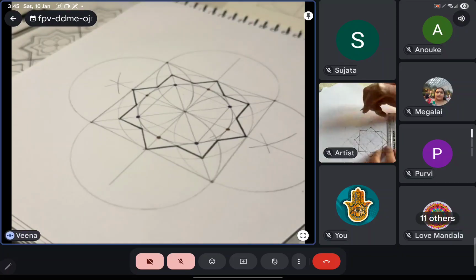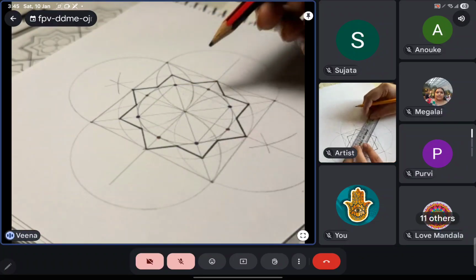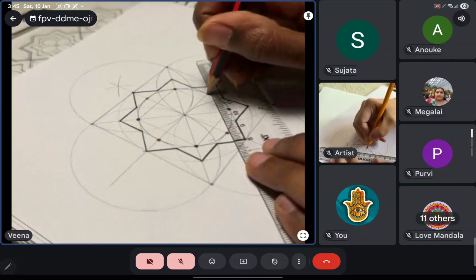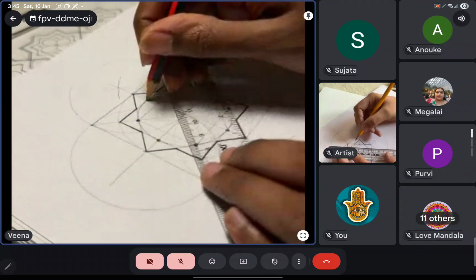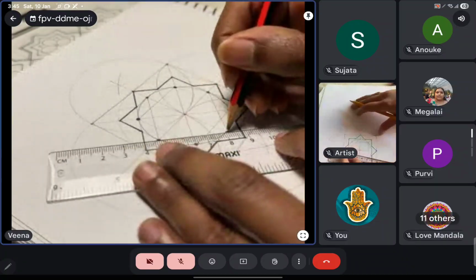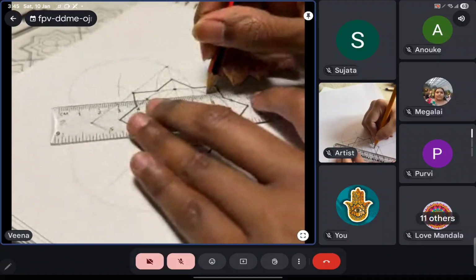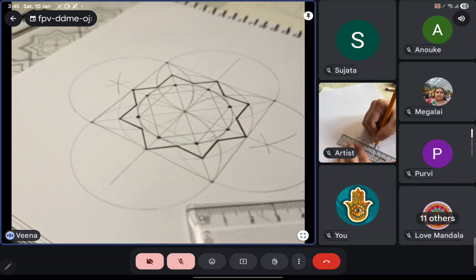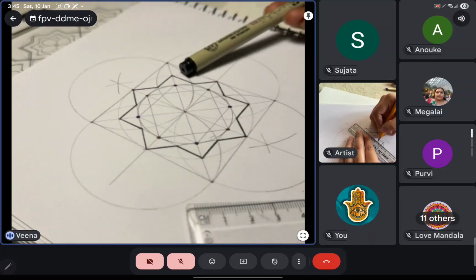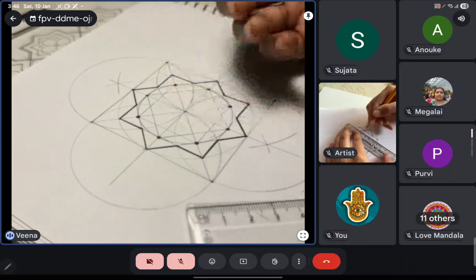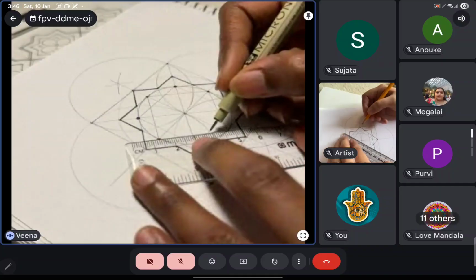Okay, so now that we have the square, it's the same process. We're going to join these diagonally. And then what I would suggest, if you have different fine liners, because you have taken 0.5 or 0.6 for this one, I would suggest that you take 0.3 or 0.2 so that the line weight difference would be there. And it's the same process.